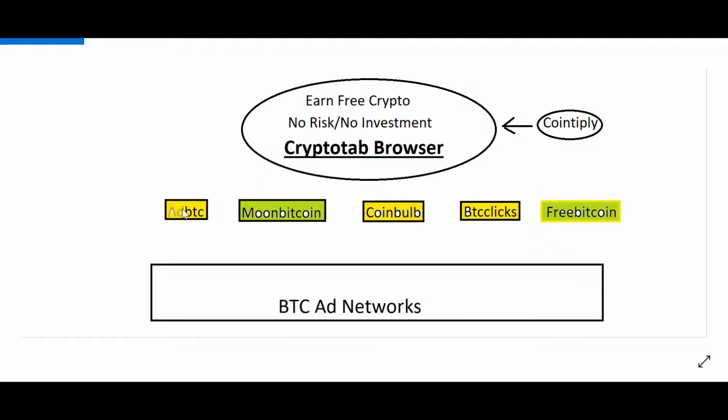So we use AdBTC, Coinbulb, and BTC Clicks to advertise. We use Moon Bitcoin and Free Bitcoin to help speed up our CryptoTab earnings in the beginning, because we've got to get enough earnings to be able to advertise. In the beginning it's a little bit slow, and what we're advertising for are referrals. Eventually, when we are able to withdraw enough, we'll use the BTC ad networks.